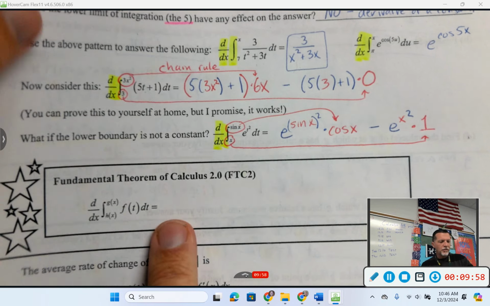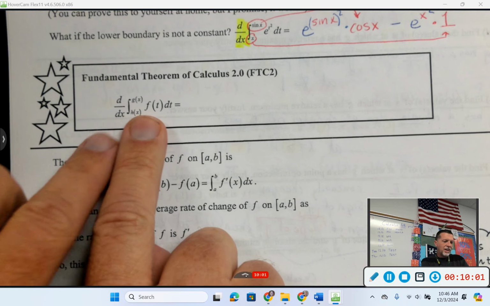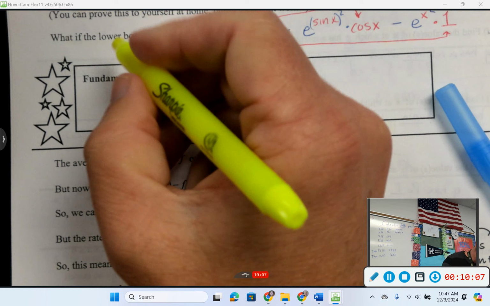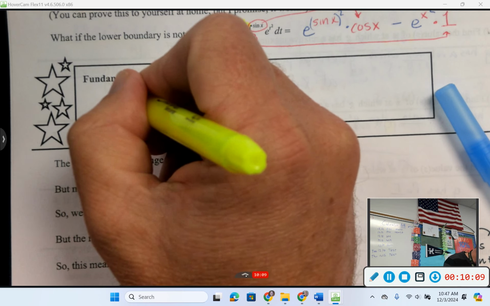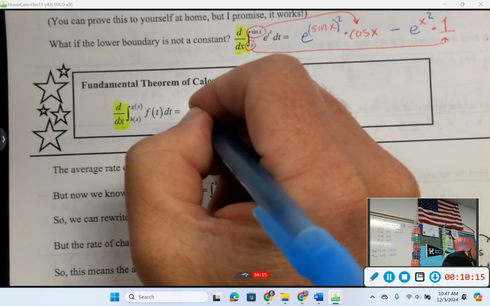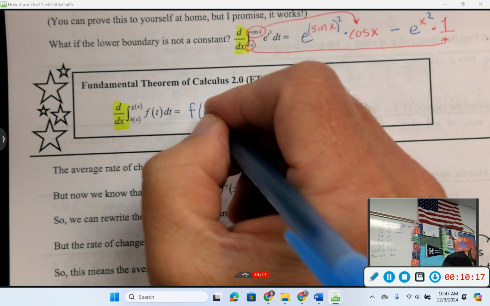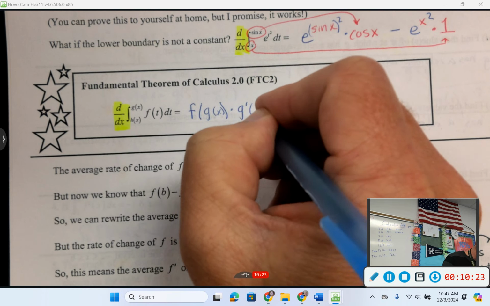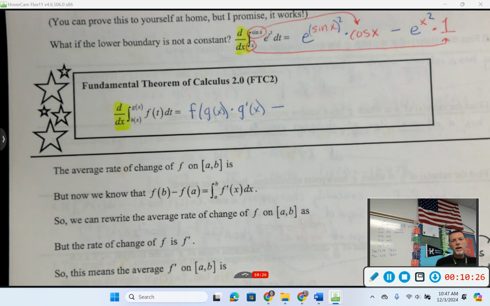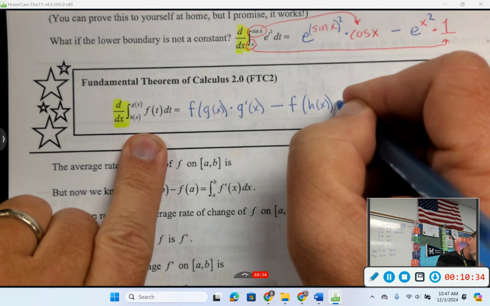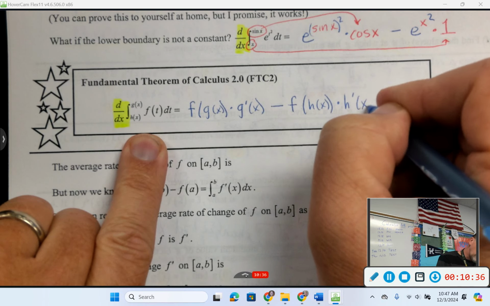Okay, this one's going to look real fancy down here because we don't have specific numbers. We just have names of functions. But again, think big picture first. The derivative of the antiderivative, that's going to cancel each other out. So I'm back to f. Plug in the top. That'd be g of x. But chain rule times g prime of x. Minus, plug in the bottom, f of h of x, chain rule, times h prime of x.